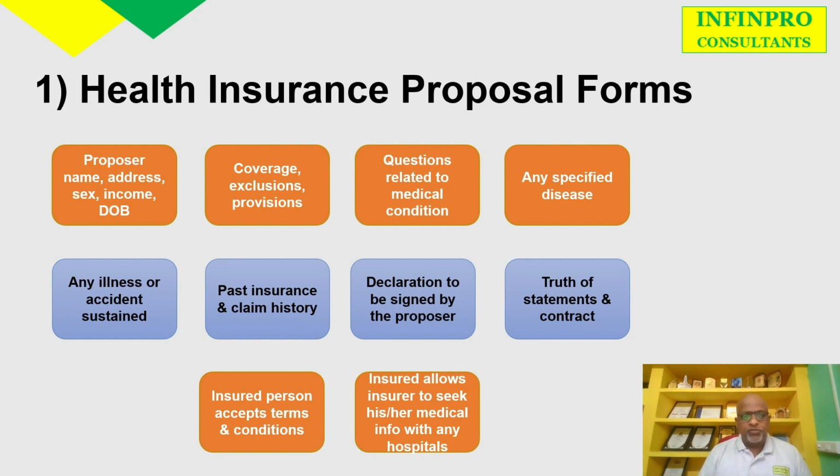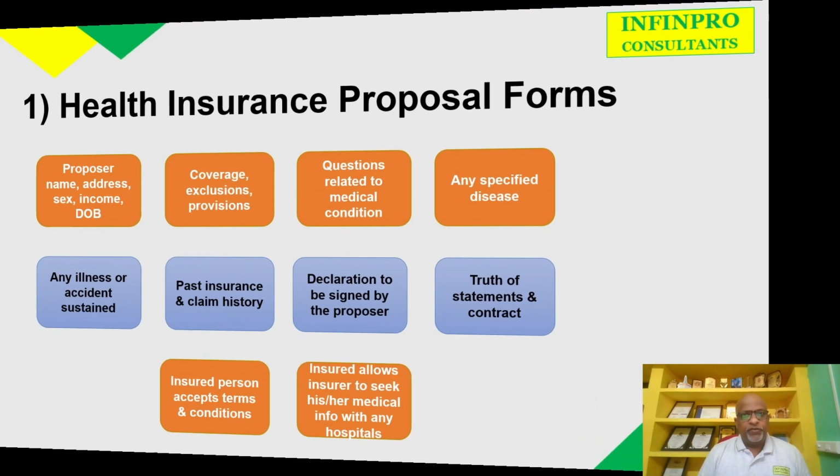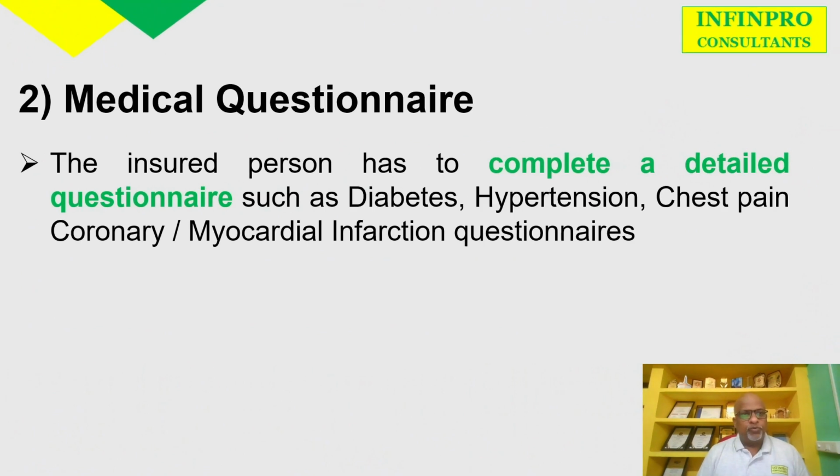So the insured allows the insurer to seek his or her medical information from the hospitals so that the policy can be issued with any exclusions if required. Right, so the first fundamental document is the proposal form.